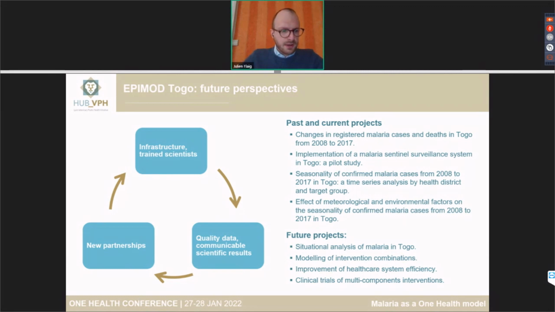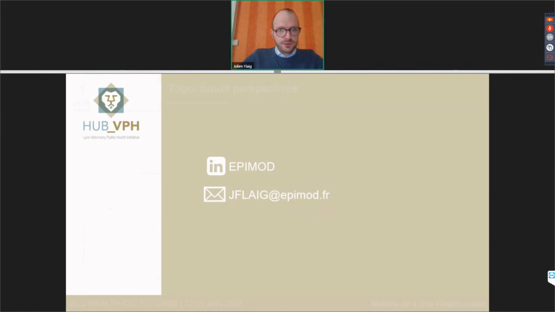Our current projects are mostly data analysis projects. We also have one project aiming at improving the surveillance system in the country. And in the future, we want to carry on in this direction with more and more qualitative analysis of malaria in Togo, modeling and simulation projects, working on improving the healthcare delivery system, so intervention delivery, and finally, carrying out clinical trials of interventions. This concludes my talk.